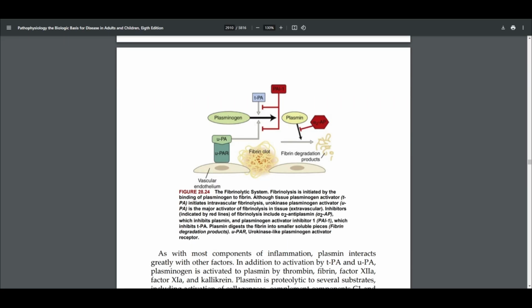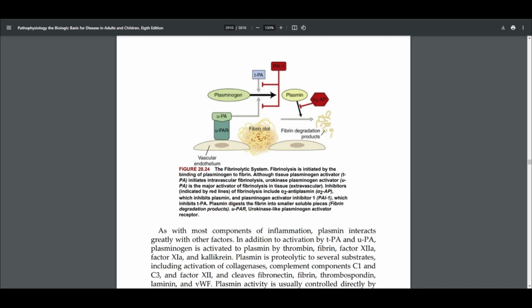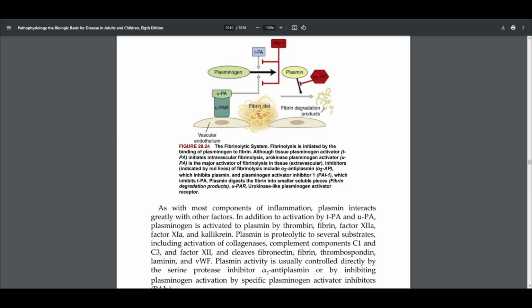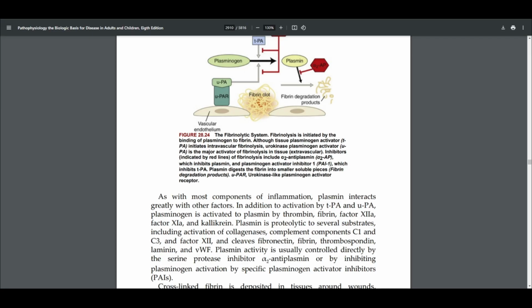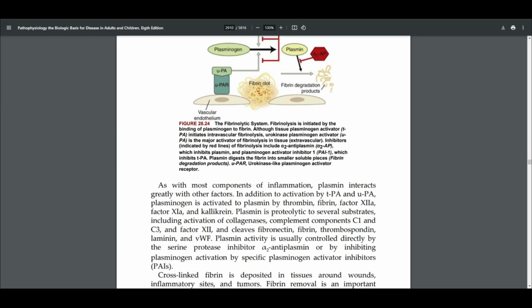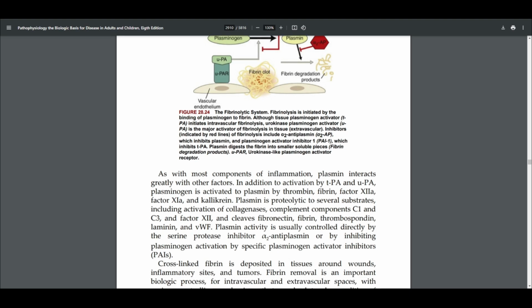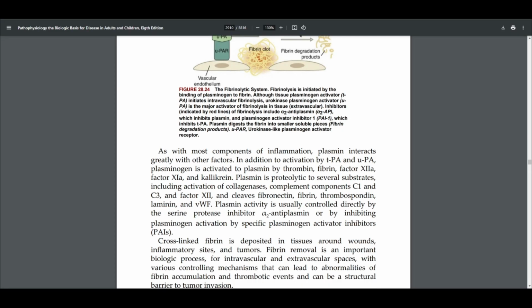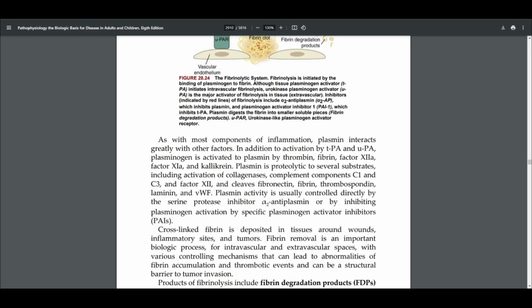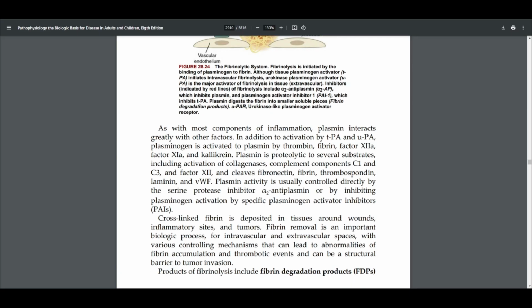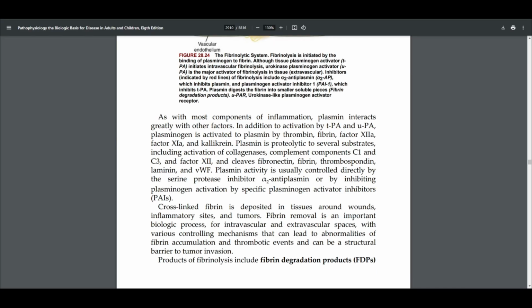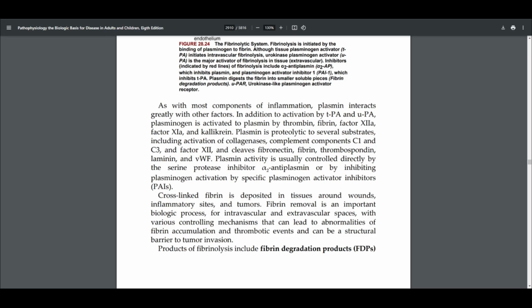So here you're taking a look at the fibrinolytic system. As with most components of inflammation, plasmin interacts greatly with other factors. In addition to activation by TPA and UPA, plasminogen is activated to plasmin by thrombin, fibrin, factor 12A, factor 11A, and kallikrein. Plasmin is proteolytic to several substrates, including activation of collagenases, complement components C1 and C3, and factor 12, and cleaves fibronectin, fibrin, thrombospondin, laminin, and the von Willebrand factor.